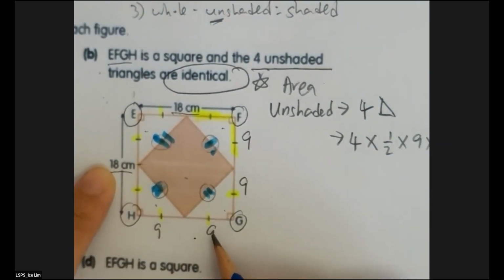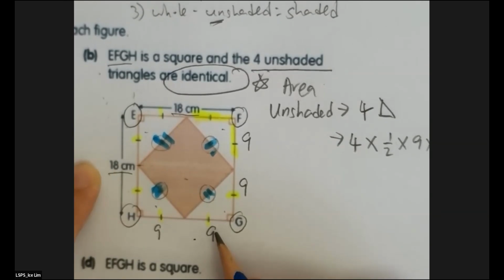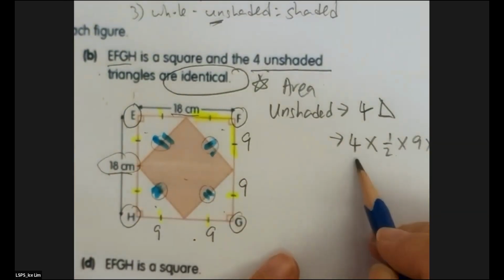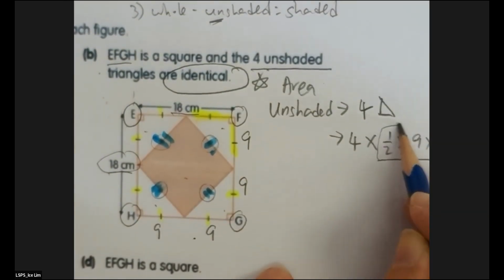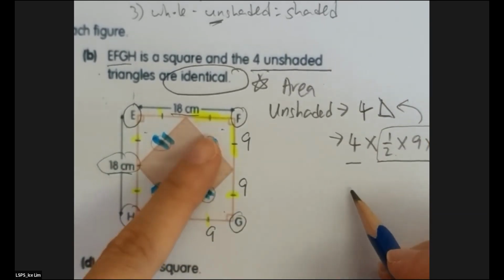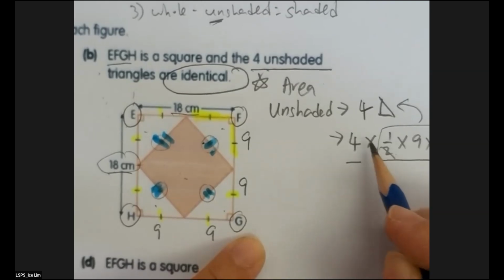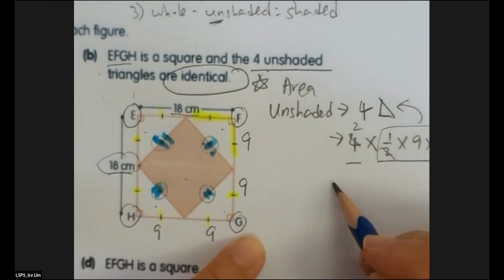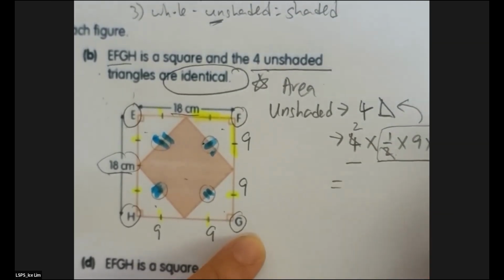Do you know how I got 9? Okay, very good. So I will just go half. This is the area of 1 triangle. 4 of the triangle, so 4 times half times 9 times 9. I can cancel this, I get 2. So 2 times 9 times 9 is 81 times 2. 81 times 2 will be 162. So the area of the unshaded part is 162 square centimeters.